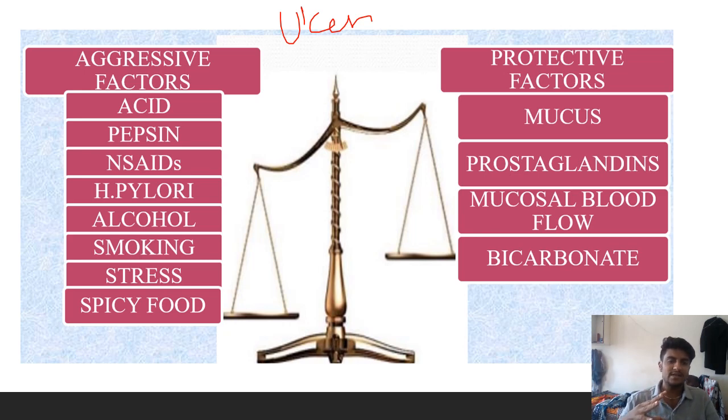While the aggressive factors are spicy food, stress, smoking, alcoholism, NSAIDs, pepsin, these are all your aggressive factors. If their levels or their consumption is increased, there are high chances of ulcerative colitis or even various diseases that are peptic ulcer, duodenal ulcer, esophageal ulcer, right?